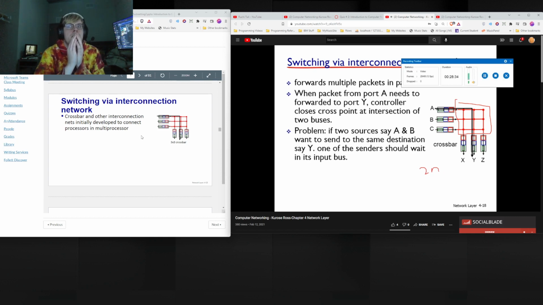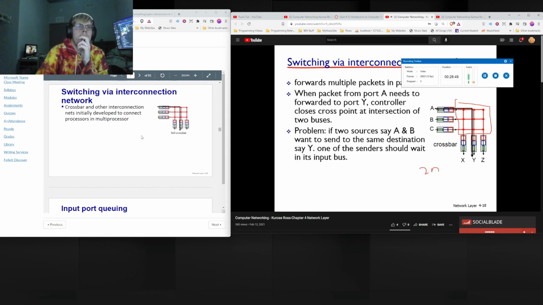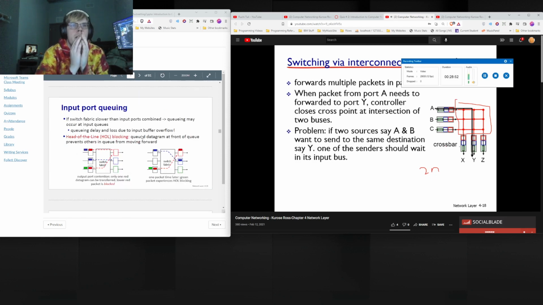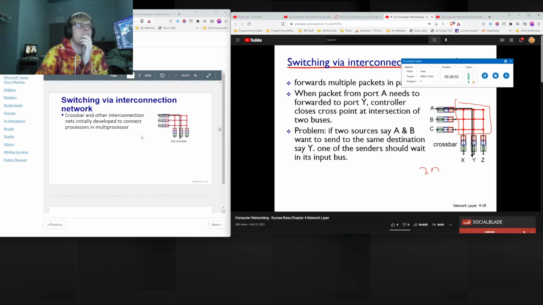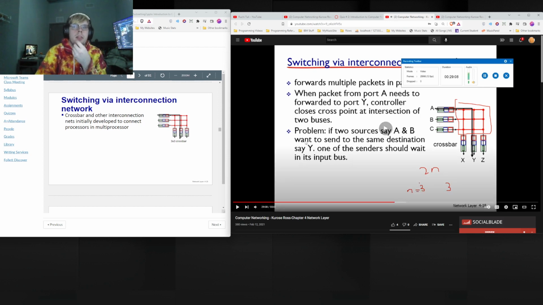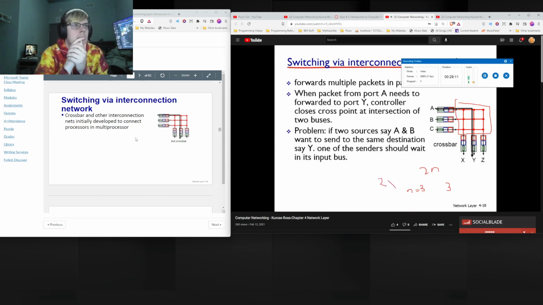What does 2 times N mean? If there are N input ports and N output ports, the number of input ports should always be equal to the number of output ports. Then the number of crossbars, or we call it the number of buses, should be 2N. For example, over here, the number of input ports is 3 and the number of output ports is 3. So what is my N? N is 3. So the total number of buses should be 2 multiplied by 3, which is 6.